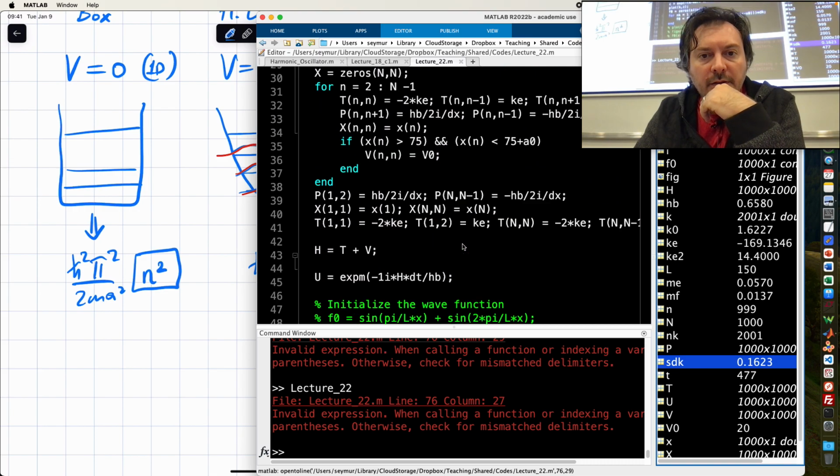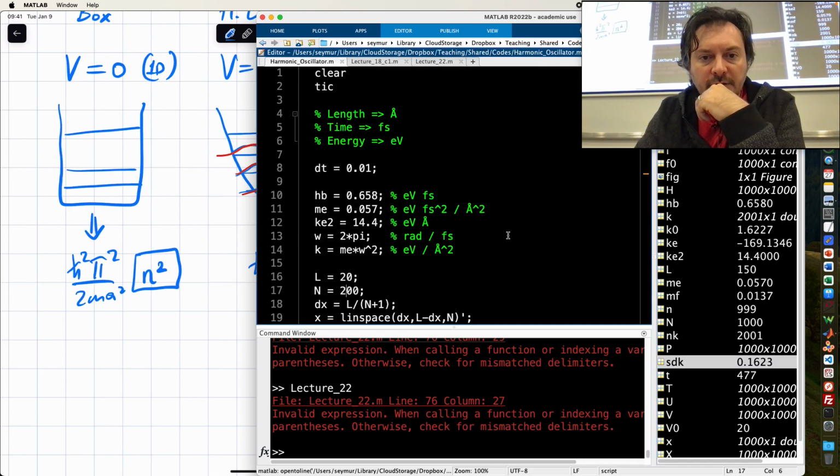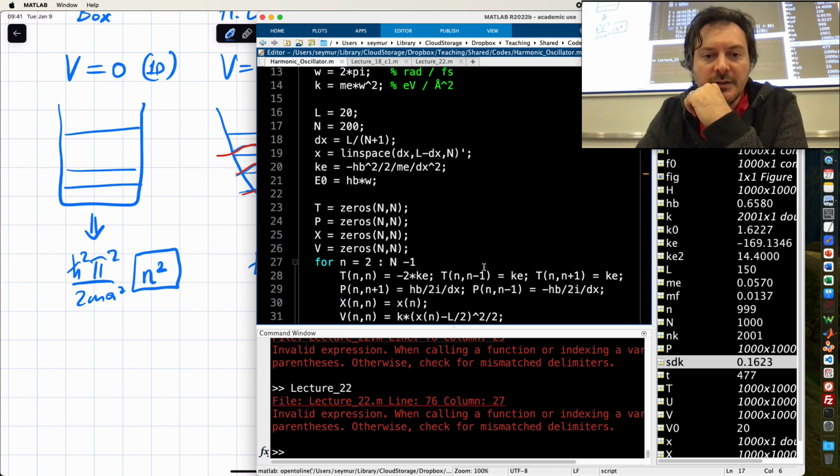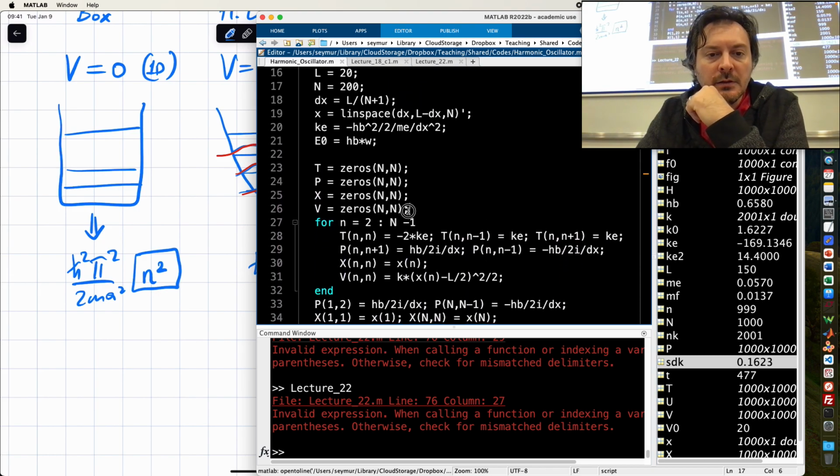I asked you to look at the code of harmonic oscillator. Let's do that first. So it's exactly the same code. The only difference is that we have this V, the potential is defined, okay? And how do we define it?